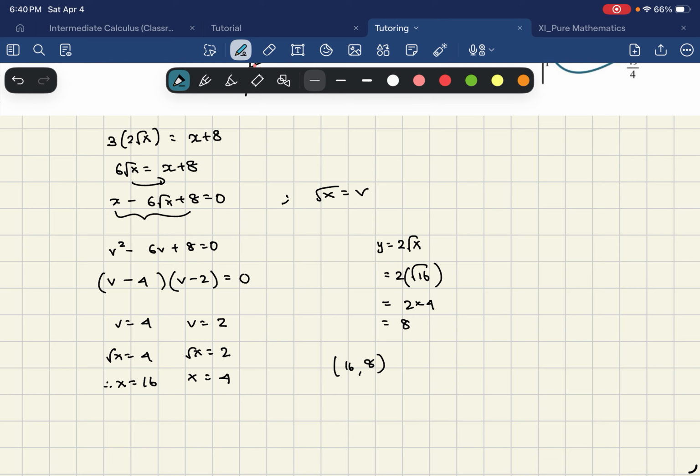So that's one equation. And then you have y is equal to 2 root x. You substitute x is equal to 4. You get 2 times 2 is equal to 4. So you have 4 comma 4. So you just substitute to get y. So you get these 2 points of intersection. We'll just call this A, we'll just call this B.